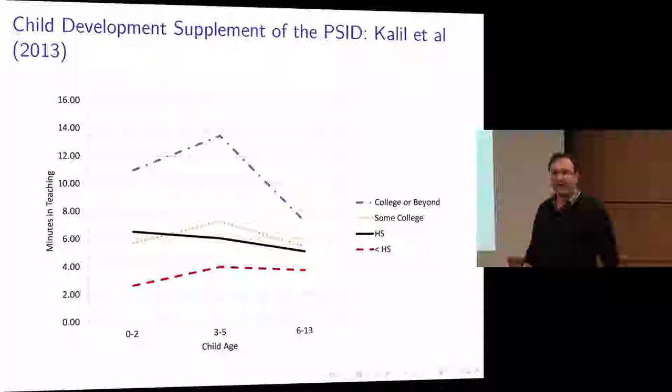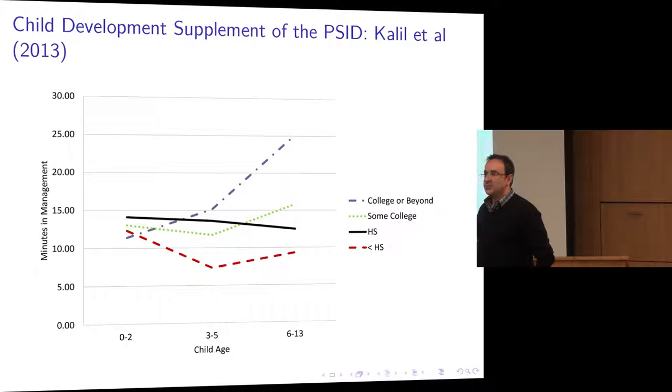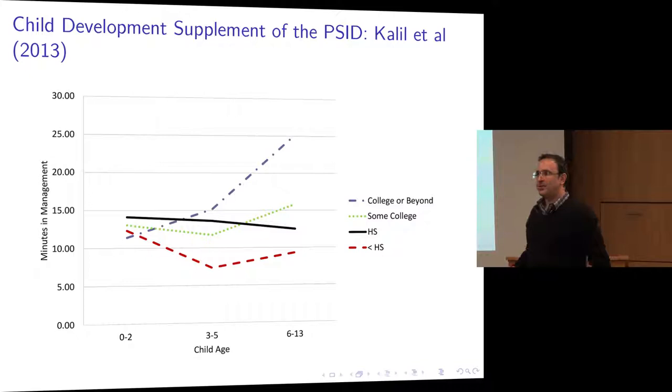And when is the time use gap largest? At 3 to 5, exactly for minutes in teaching, exactly when we are preparing the kids to go to school. And then 6 to 13 is the time in which you want to make sure that children understand that they have to start planning and doing things. So you don't want to be doing the homework for them, but you want to make sure that they actually do the homework. This is what she called time management. And at what age is the gap the largest? Again, it's 6 to 13.